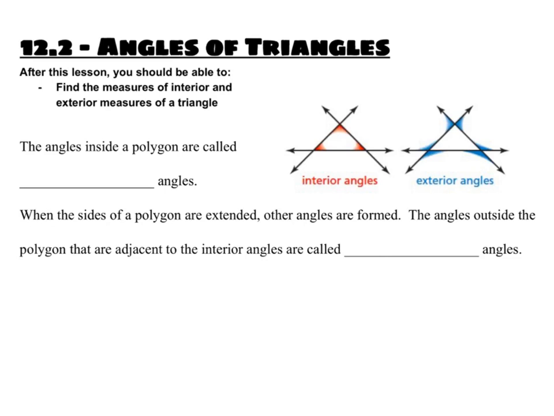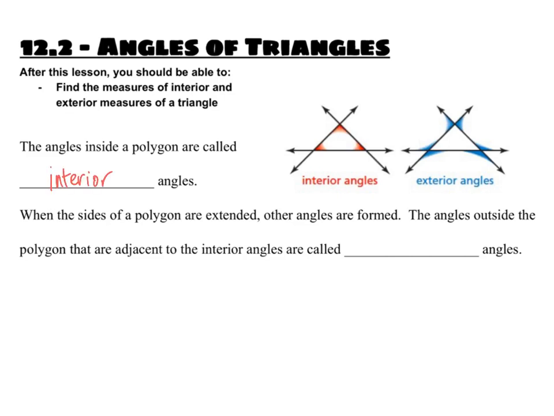So we're going to talk about some of the old stuff we know about triangles, bring in some new stuff. But the first thing we're going to do is a little vocab. Just like we talked about in 12.1 about interior angles of parallel lines and exterior angles, we can say the same thing about triangles and other polygons. The angles inside a polygon are called interior angles.